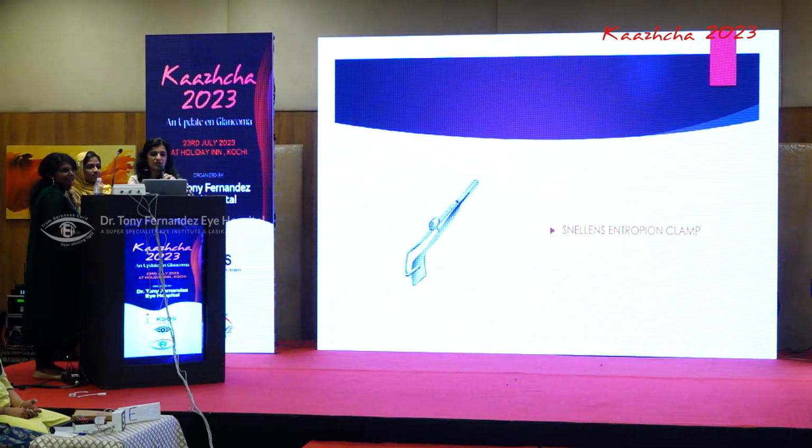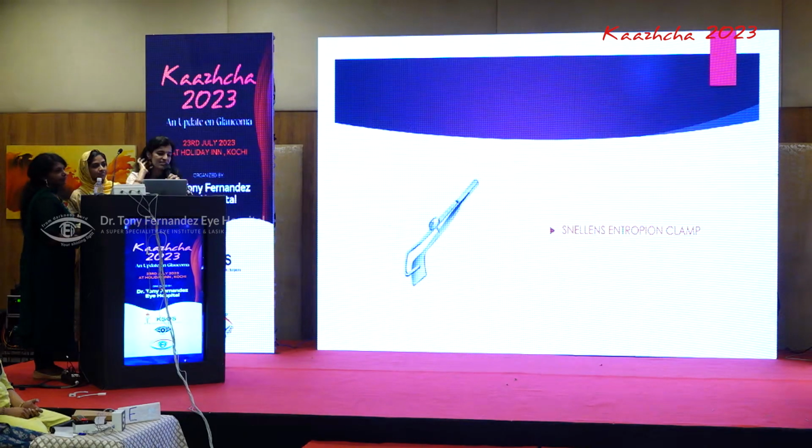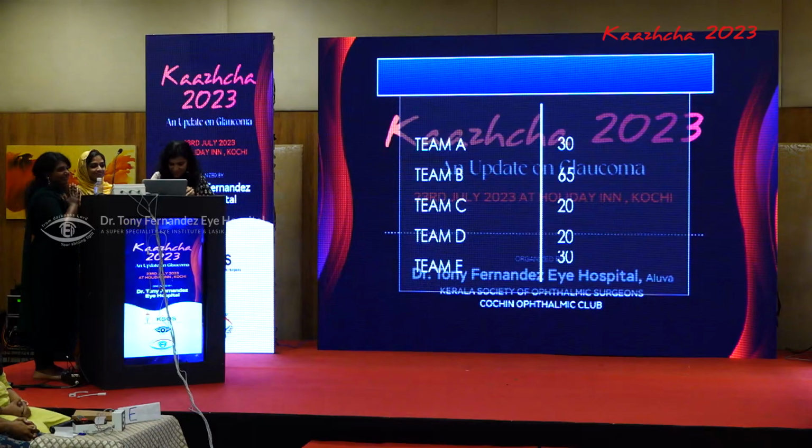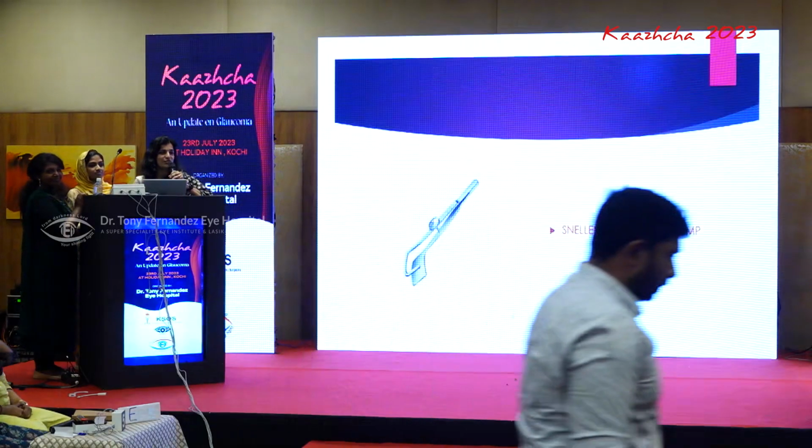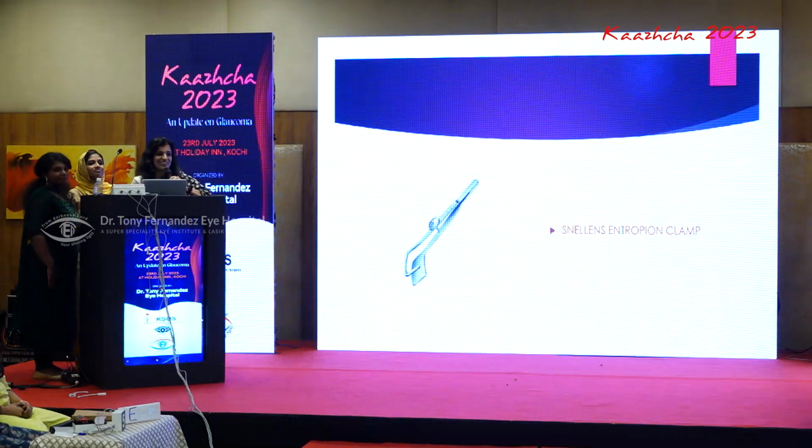Okay. Sorry. Dr. Sheena will now say the marks. At the end of the 4 rounds, team B is leading with 65 points. Team A and team E are tied at 30 points, and team C and D are tied at 20 points each. For the audience question, your prizes will come soon. We have a prize for you.